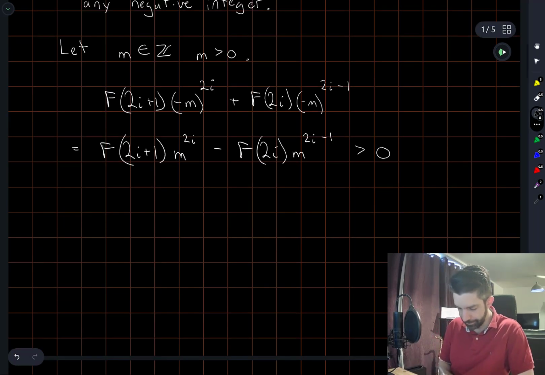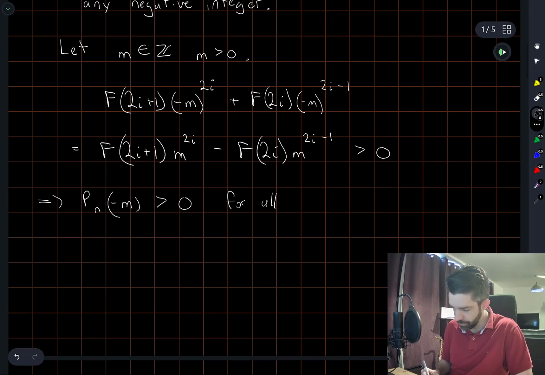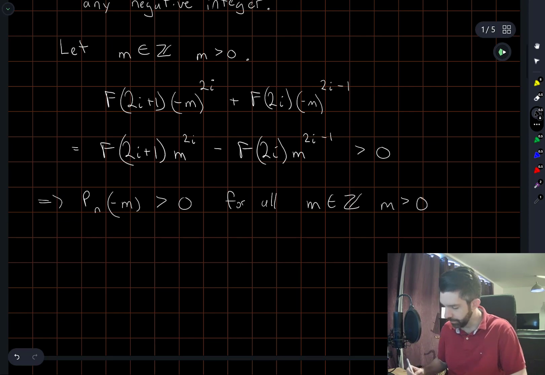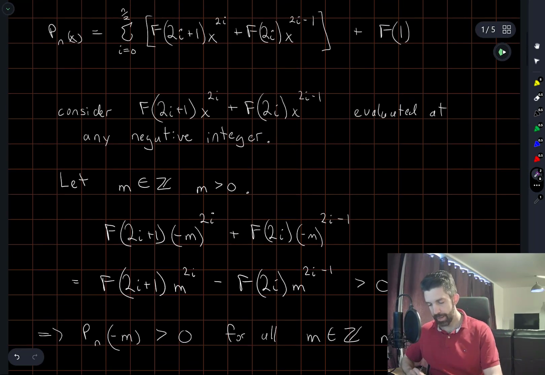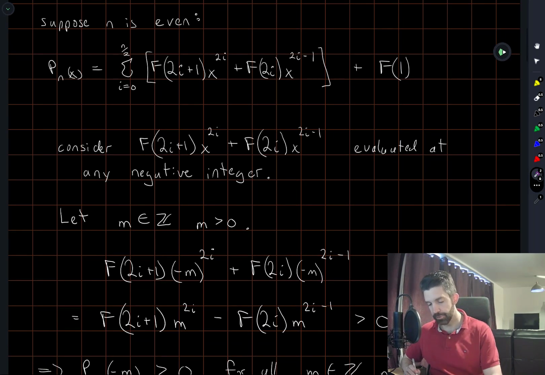So what does this say? This says that Pn evaluated at negative m is strictly positive for all integers m. Okay, so we've immediately ruled out any integer solutions to our original equation when n is even.